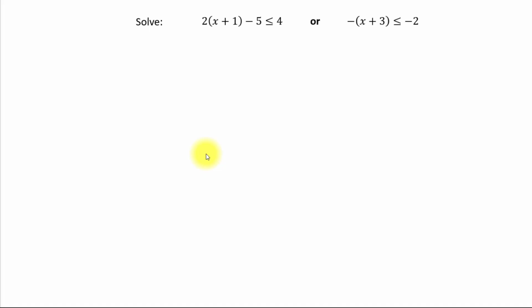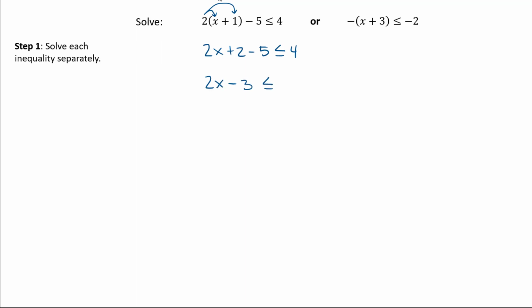And let's repeat all the steps for our third example. Let's start by simplifying the first inequality. First, I need to distribute 2. So that's going to be 2x plus 2 minus 5 is less than or equal to 4. And I'm going to combine like terms. I'll get 2x minus 3 less than or equal to 4. To get x by itself, I will add 3 to each side. 2x is less than or equal to 7. And finally, I divide by 2 on the left and on the right. So x is less than or equal to 7 over 2.